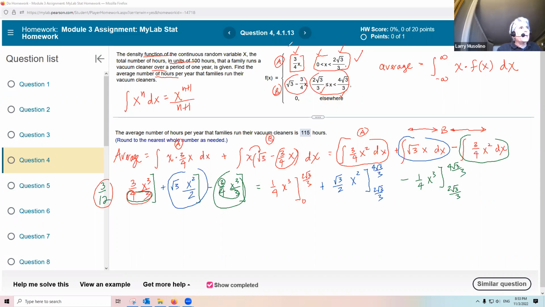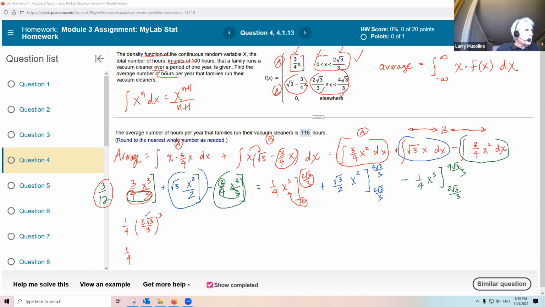Let's work out this red integral first. All right. Well, I'm going to plug in this upper bound. So it's going to be 1/4, and then this is going to be 2 square root of 3 over 3 to the exponent 3. All right. And of course, the lower bound is 0. But when I plug 0 in, that just gets me a 0. So I'm not going to bother plugging in the lower bound.